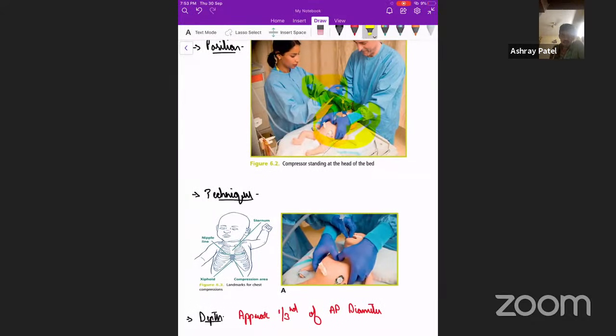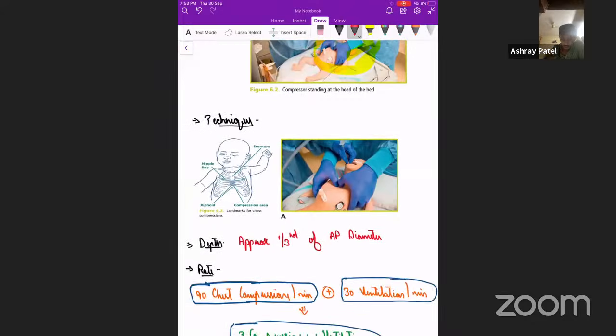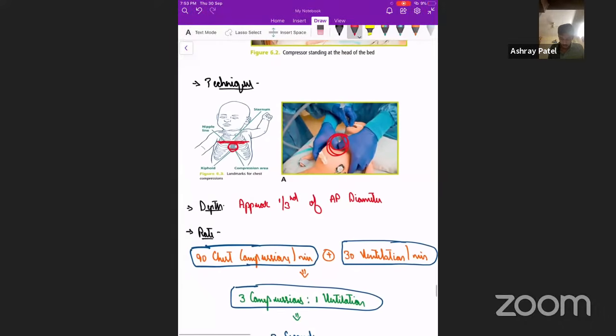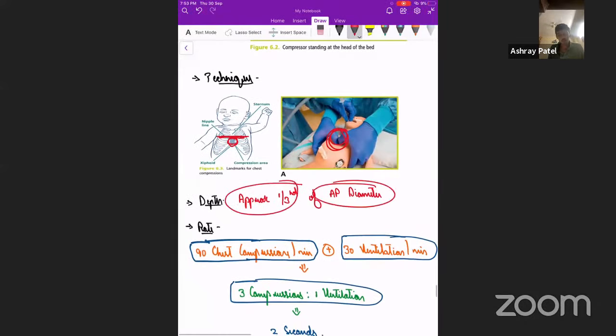Next is technique. How do we end up giving this chest compression? First is the location. It is below the line connecting the two nipples, over the xiphisternum, where you give the chest compression. You encircle the chest with your fingers, and make sure that the bilateral thumbs are in the position shown in the figure, and then start giving chest compression to approximately one third of the anterior-posterior diameter of the chest. Correct? So this is the technique.